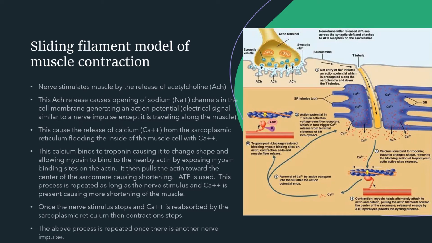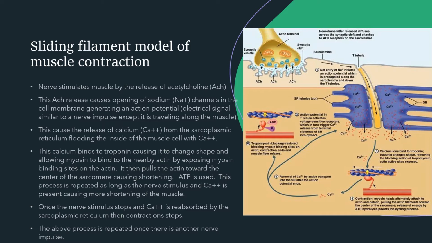Let's go into this in a little more depth. So the nerve stimulates a muscle through its release of acetylcholine. This acetylcholine, which is a neurotransmitter, by the way, causes the opening of sodium channels along the cell membrane of a muscle, which generates an action potential. An action potential is really an electrical signal similar to a nerve impulse, except that it's traveling along the muscle this time.